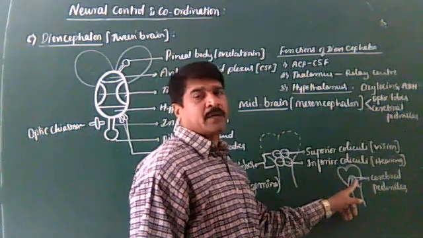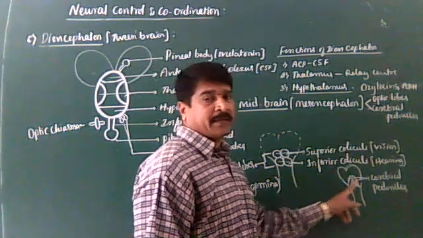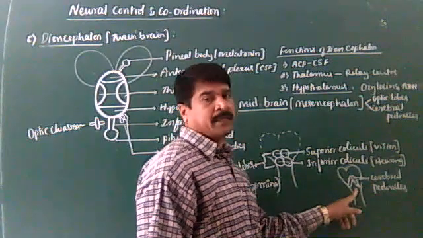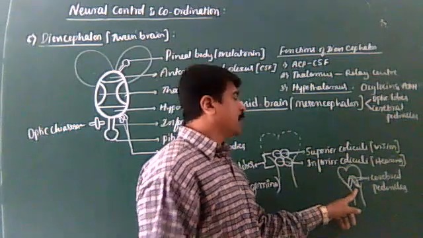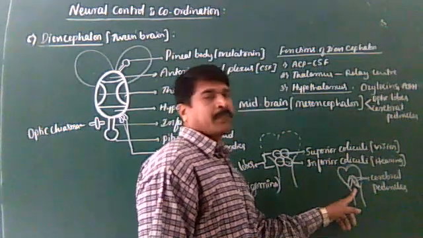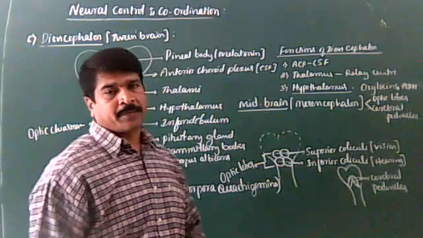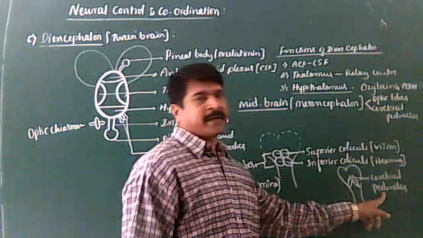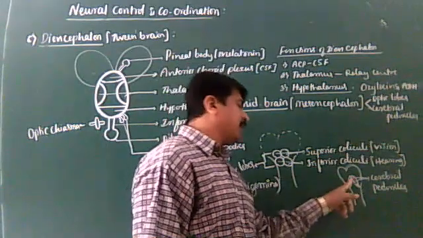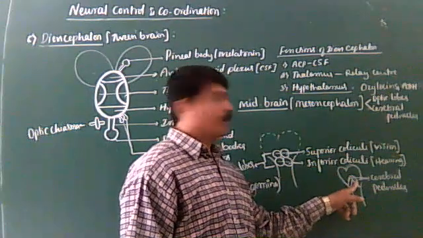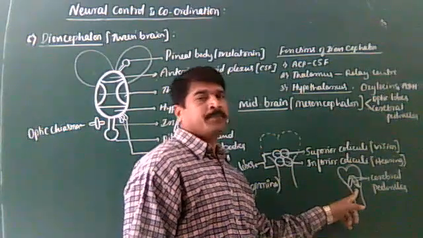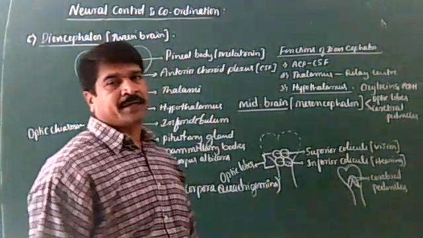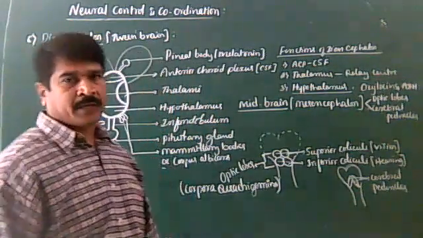These are the paired longitudinal bands of nerve fibers present at the ventral side of the midbrain. They connect cerebrum to the cerebellum. Cerebral peduncles always connect cerebrum to the cerebellum. That is the only function of the cerebral peduncles. So these two are the divisions of the midbrain. I think it is very clear.